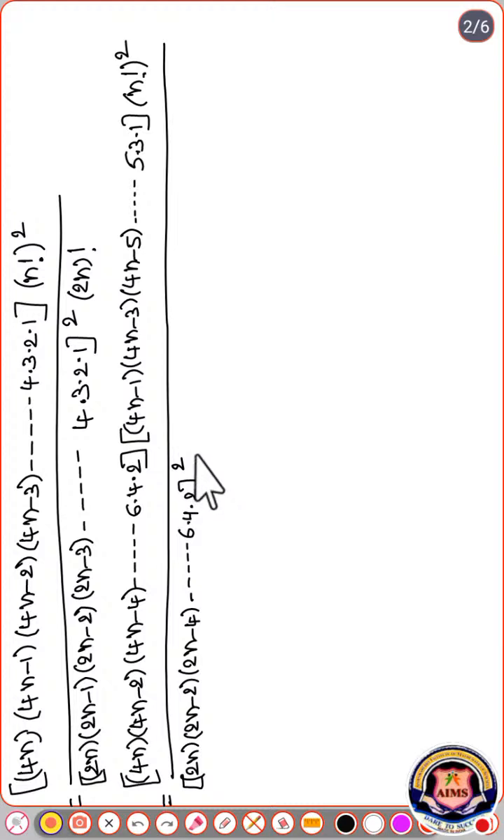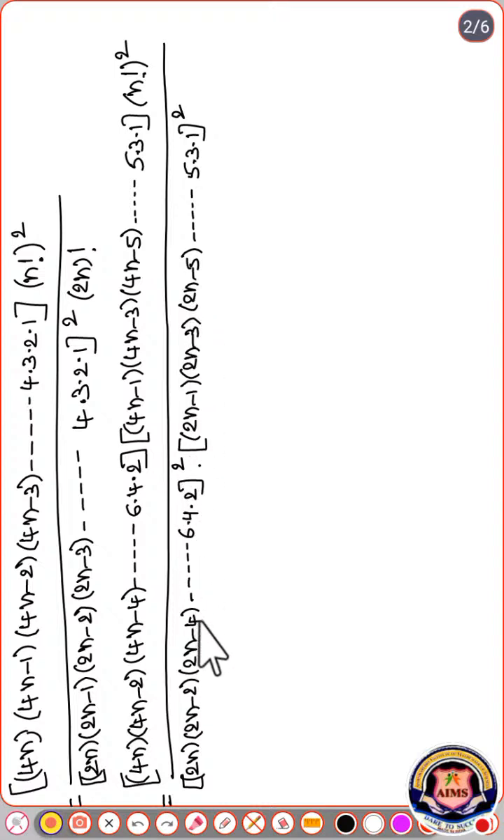Okay my dears, into, now you can write odd numbers. What are the odd numbers? 2n minus 1 into 2n minus 3 into 2n minus 5 and so on, 5, 3, 1, totally whole square. As it is, odd numbers separated, even numbers separated and totally whole square completed into 2n factorial.